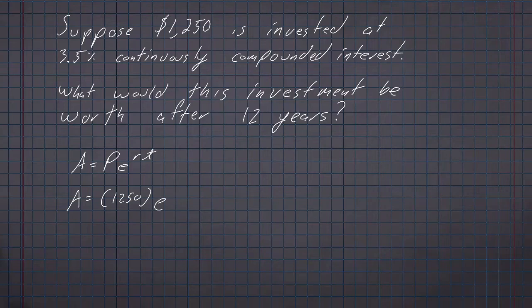e is Euler's constant, which we'll just leave as e and let our calculator handle that. r is 3.5%. But as you have frequently seen throughout your study of mathematics, even though percents look like numbers, they are not numbers. So to do calculations with them, we have to convert from 3.5% to 0.035. And then t is 12.